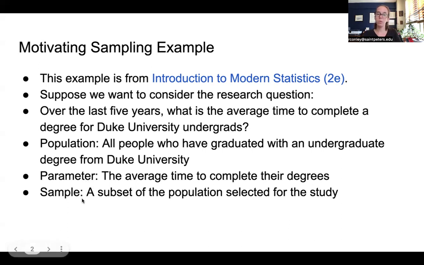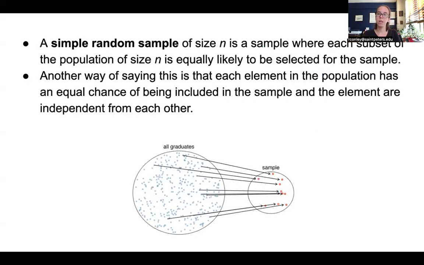Remember that our sample will be a subset of the population who were selected for the study. Now the question is, how are we going to pick this sample? We're about to look at 4 ways we can do this. The first is we could use a simple random sample. This is probably like the golden ideal of sampling methods.